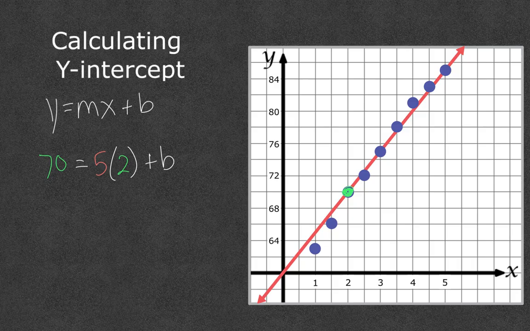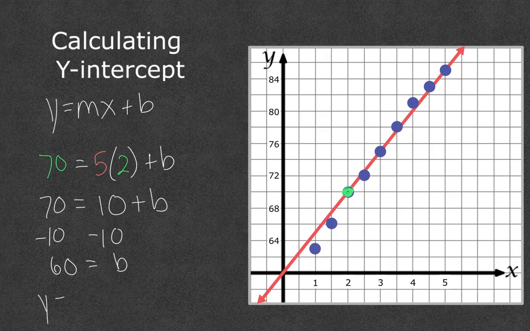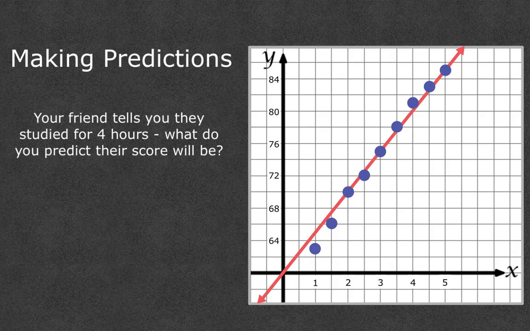Let's do our math out. 70 equals 5 times 2 is 10 plus b. Subtract 10 from both sides, and we're left with 60 equals b. That means the equation of our line is y equals 5x plus 60. And we can use that to help interpret our data.